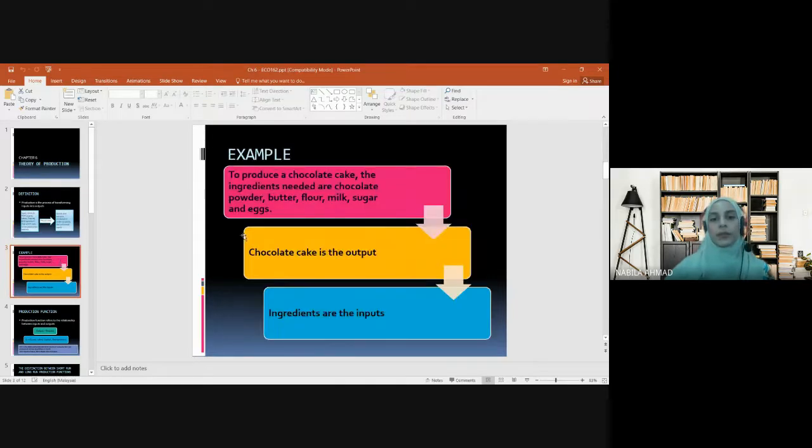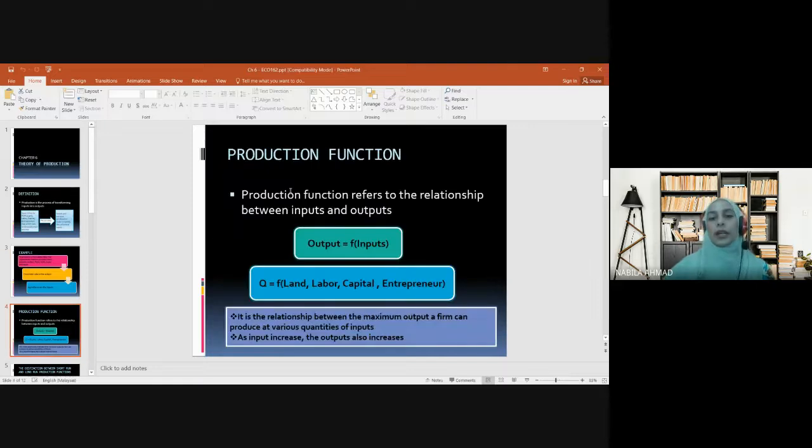For example, in order to make a chocolate cake, so we need to have the ingredients, betul tak? Chocolate powder, butter, flour, milk, sugar and eggs. Right? So this input kita panggil ingredients ni adalah input dan kita proses ingredient ini menjadi chocolate cake adalah output. Okay? Right.